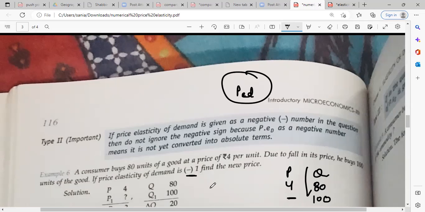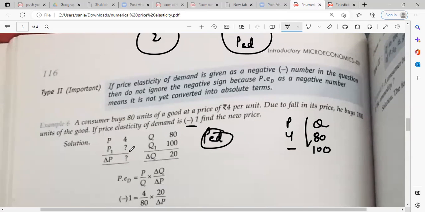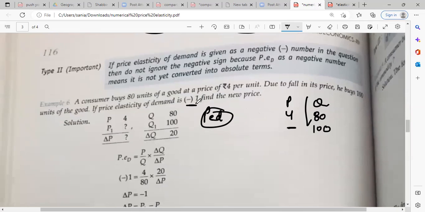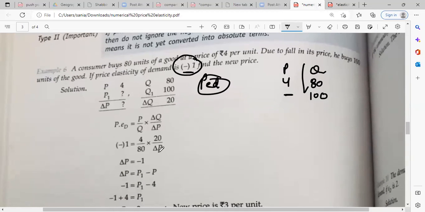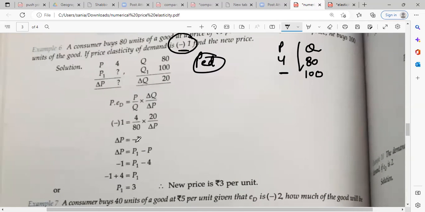And over here, they have given you PED. So which formula can you use? You can, of course, go for the second formula. Over here, you have everything, but you don't know P1. So you will use this formula. Over here, -1 is given, so instead of PED, write -1. P equals 4 divided by 80 like this, and you will get your P. The delta P you don't know, so you will find it from here. So you got your delta P.